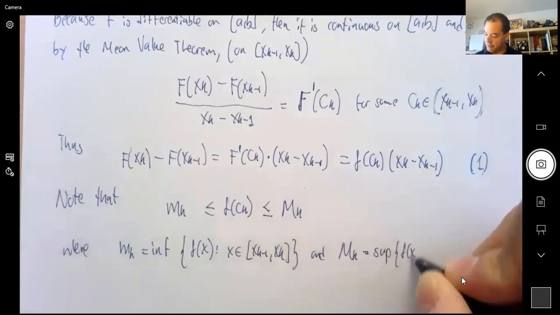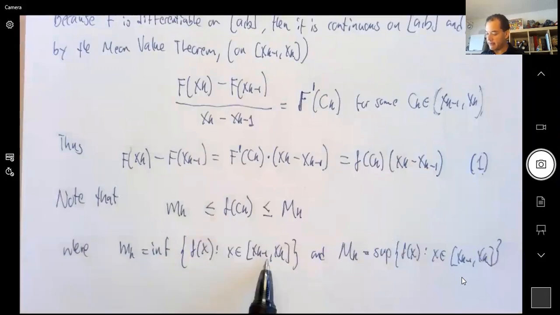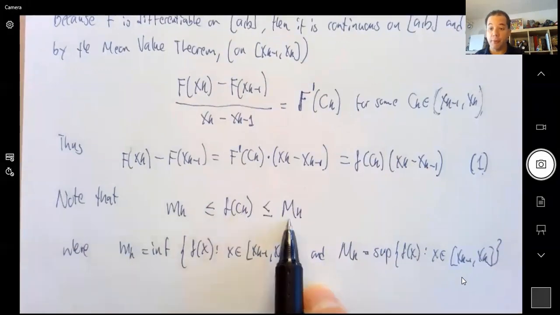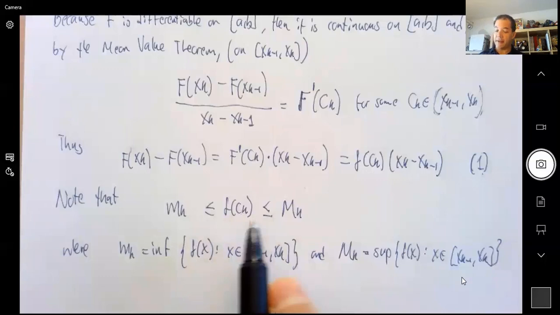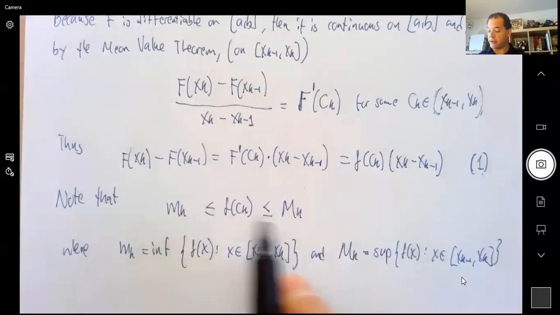So why is this true? Well, because this ck belongs to this interval, and f of ck is then one of these numbers. So of course, any of these numbers is smaller than the supremum because the supremum is an upper bound, and it's bigger than the infimum because the infimum is a lower bound. So this is true in general for every ck.